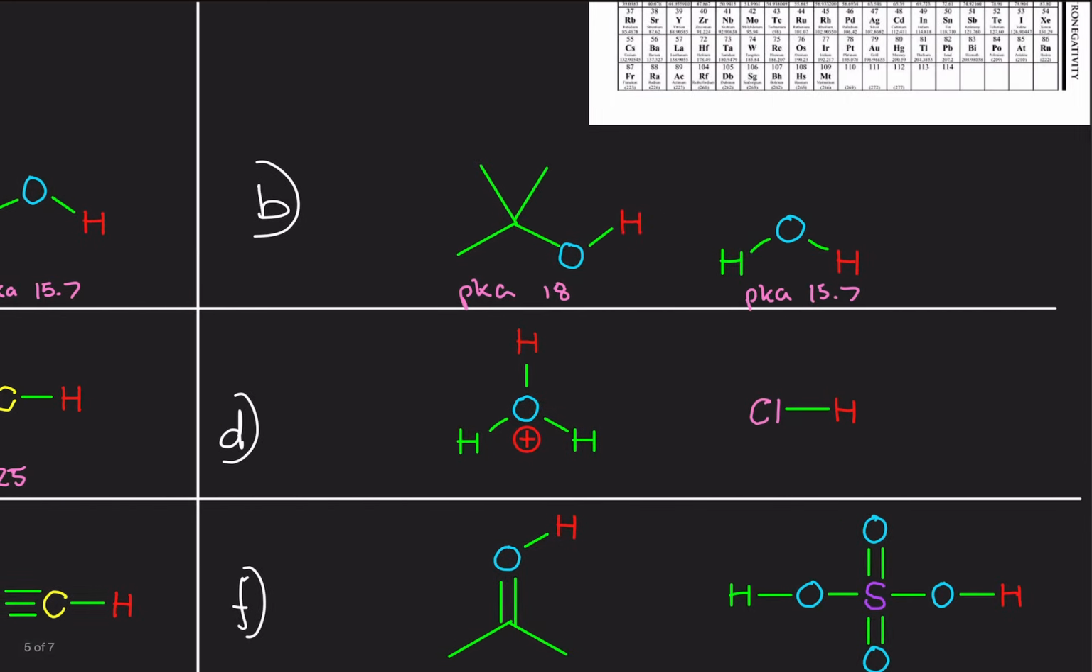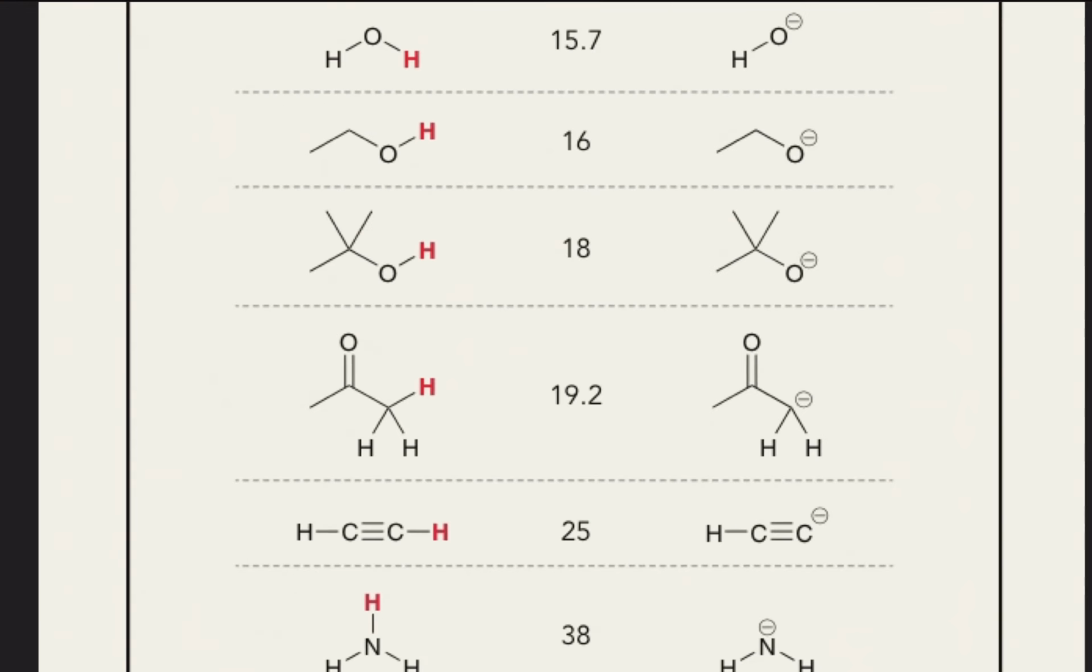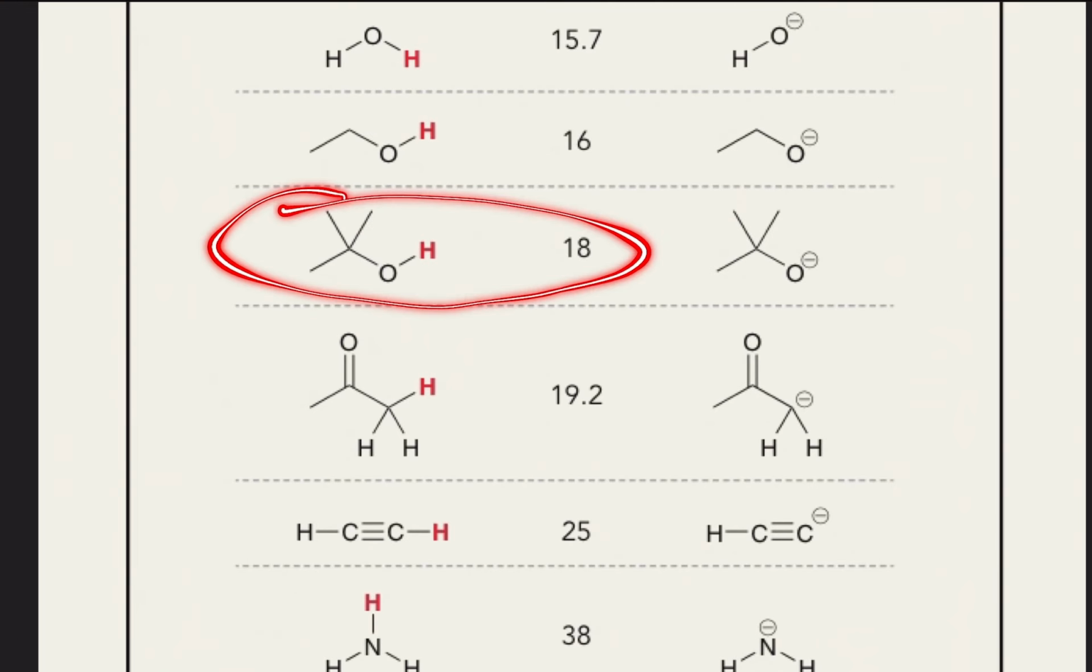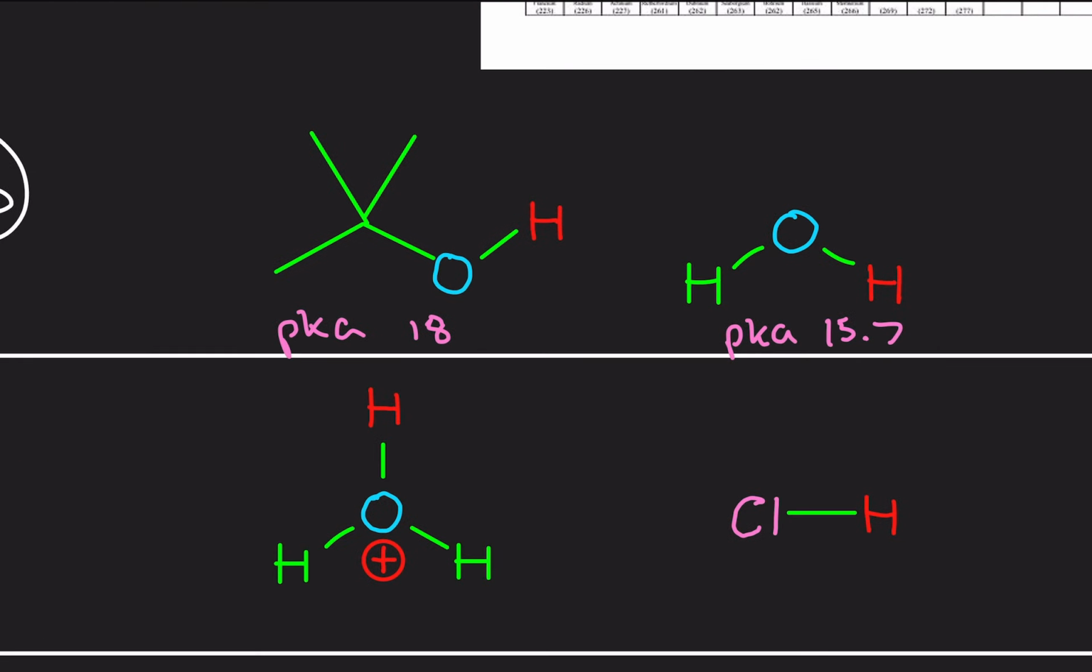Let's look at this one. If you have a pKa of 18 versus 15.7, I got these from the table as well, just to prove to you I didn't lie. 18, and water is 15.7 up here. 15.7 is lower than 18, so water is the stronger acid here.